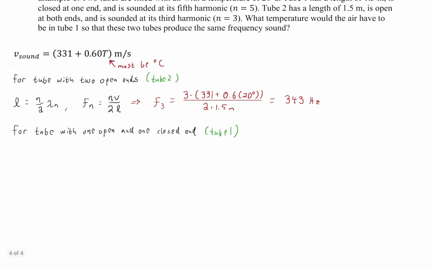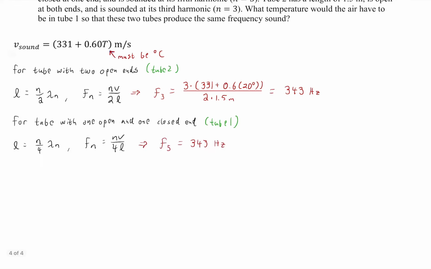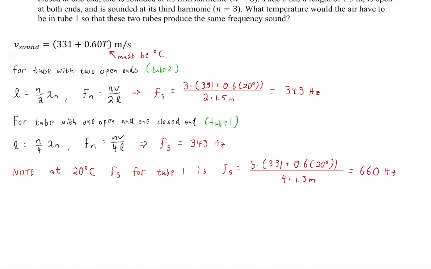So now for tube 1, which only has one open end, we'll use the relevant formulas, the one where the fundamental wavelength is 4 times the length of the tube, and the frequency is n over 4L times v, and so on. We know we want it to equal 343, the value that we calculated above, and we want it to be the frequency of the 5th harmonic. At 20 degrees, the frequency in the tube is going to be 660 hertz. So we know it's not going to be the same temperature because 660 and 343 are not equal to each other. We don't need this step, I just want to point out that it doesn't work if they're the same temperature. They have very distinct frequencies.